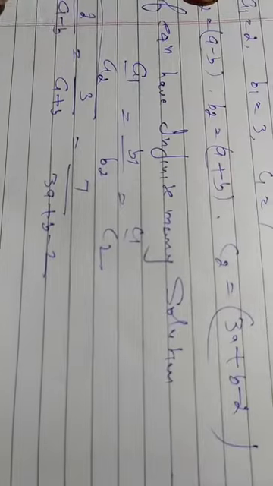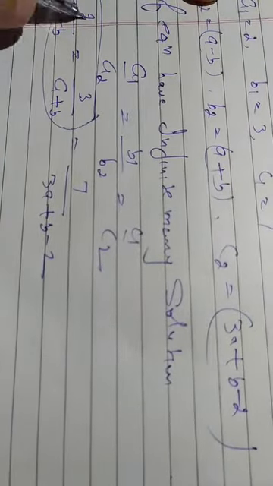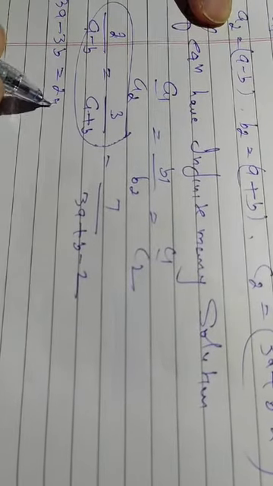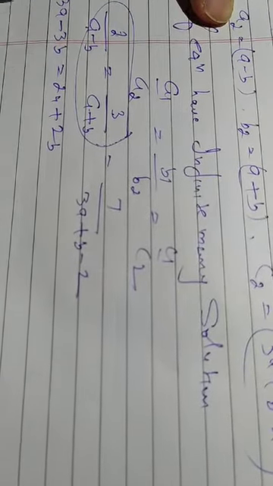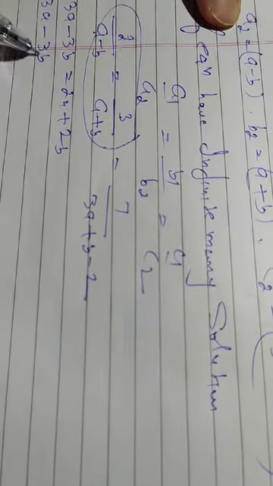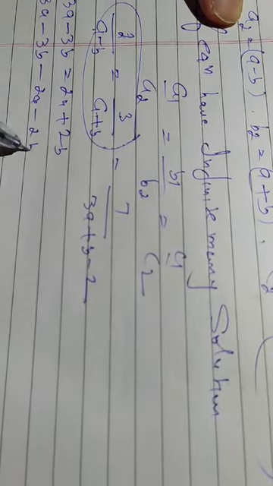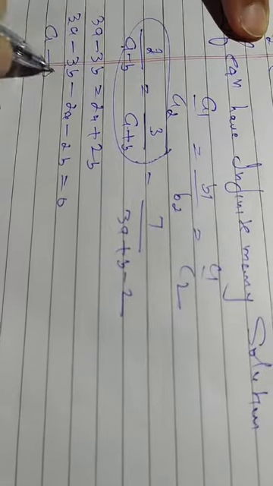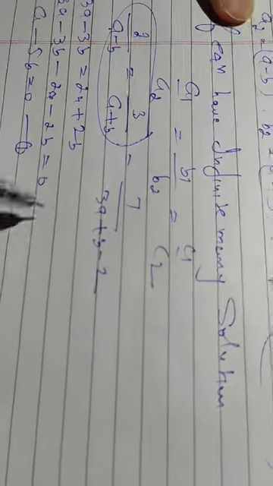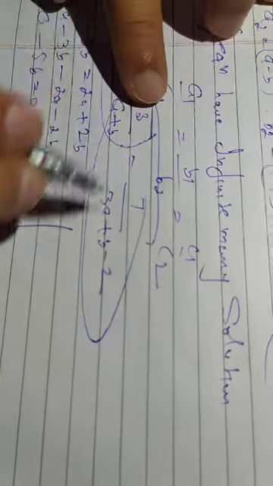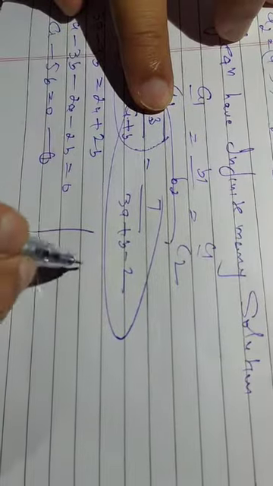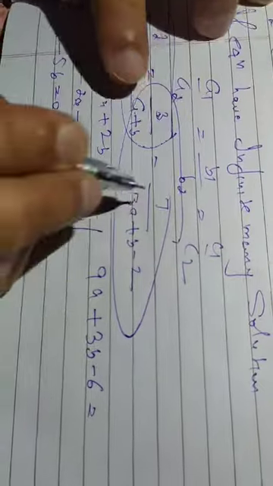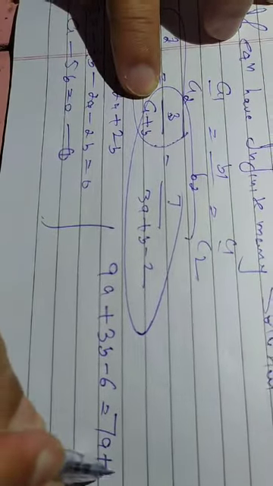Now firstly cross multiply this: 3 multiplied by this, 2 multiplied by this. 3a minus 3b is equal to 2a plus 2b. Take everything to one side: 3a minus 2a minus 5b is equal to 0, so a minus 5b is equal to 0. This is equation first. Now take these two. Multiply 3 by this: 6a plus 3b minus 6 is equal to, multiplying 7 by this, 7a plus 7b.